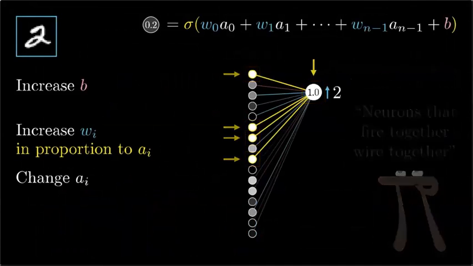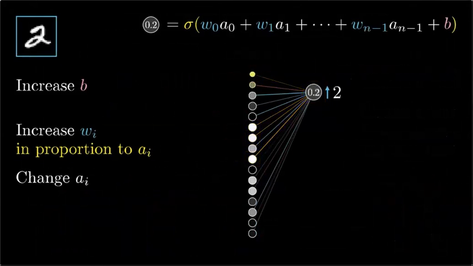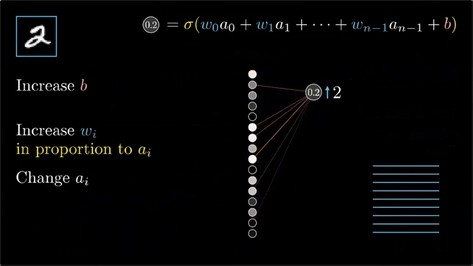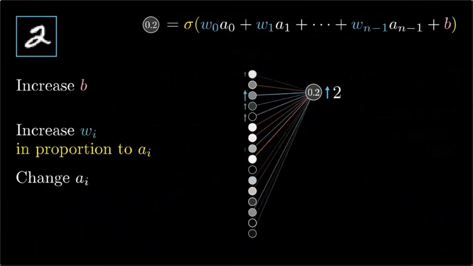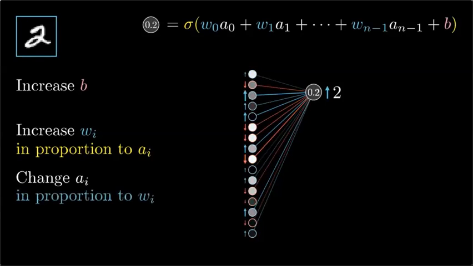Anyway, the third way that we can help increase this neuron's activation is by changing all the activations in the previous layer. Namely, if everything connected to that digit 2 neuron with a positive weight got brighter, and if everything connected with a negative weight got dimmer, then that digit 2 neuron would become more active. And similar to the weight changes, you're going to get the most bang for your buck by seeking changes that are proportional to the size of the corresponding weights.